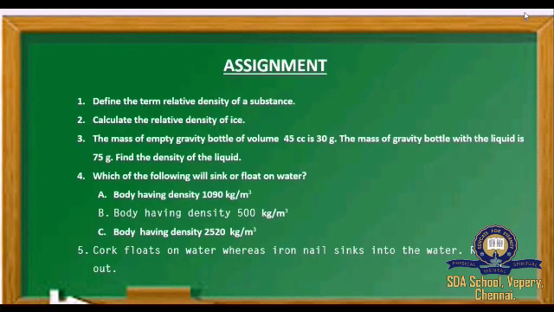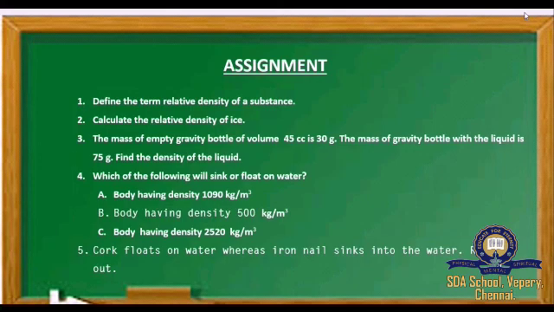These are the assignment questions for this week, okay? There are 5 questions. Don't think they are very difficult ones. They are very easy questions and answers. Define the term relative density of a substance, and calculate the relative density of ice. The next one is a problem. The mass of an empty gravity bottle of volume 45 cubic centimeter is 30 gram. The mass of the gravity bottle with the liquid is 75 gram. Find the density of the liquid.